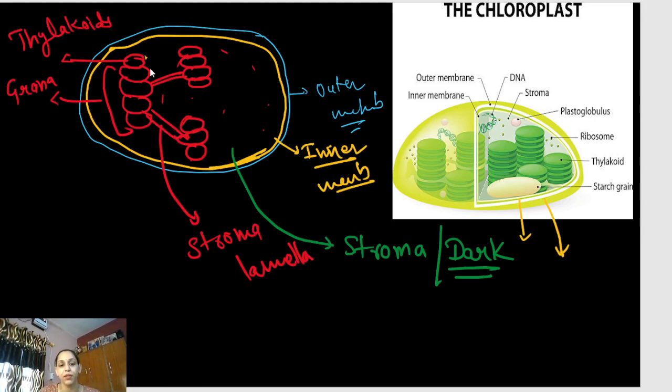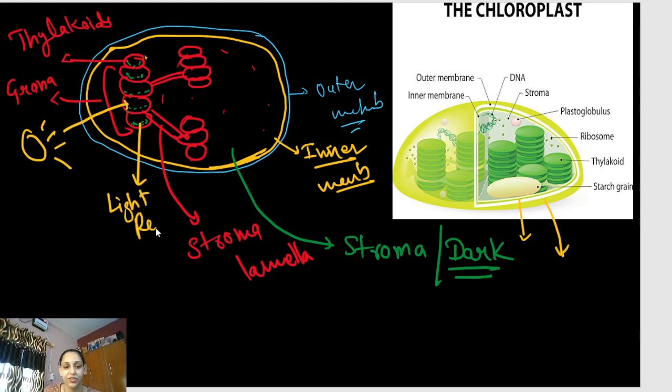So, chlorophylls कहाँ present होते हैं? Thylakoids में. Chlorophylls are present in the thylakoids. अब chlorophylls thylakoid में होंगे तो light reaction कहाँ होंगी? Thylakoids में, grana में, like sun. Light absorbed by the chlorophylls. So light reaction takes place in the grana. Light reaction.